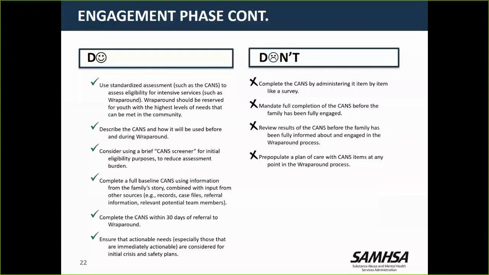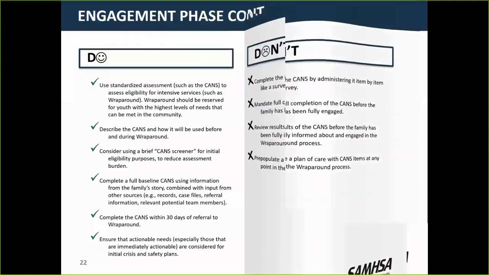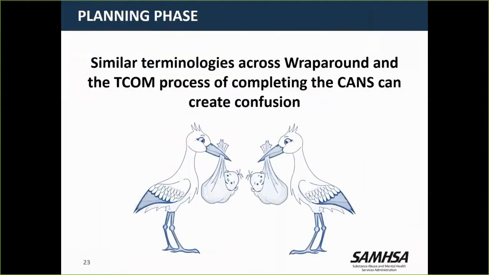We think CANs can inform the plan in different ways and certainly inform our understanding of how effective systems of care are, and how effective teams are for individual kids. But when you start pre-populating plans of care with CANs items, or any kinds of items, without that full engagement of the family and a full in-depth understanding of what they, in their own words, would identify as their priority needs, then we know that we're experiencing some problems. Anything to add to that, John?